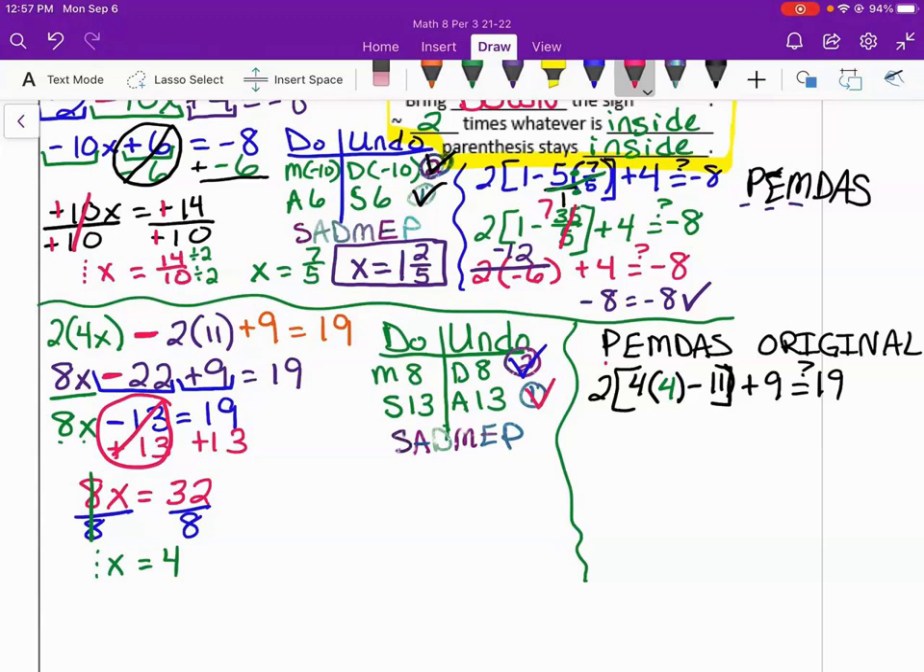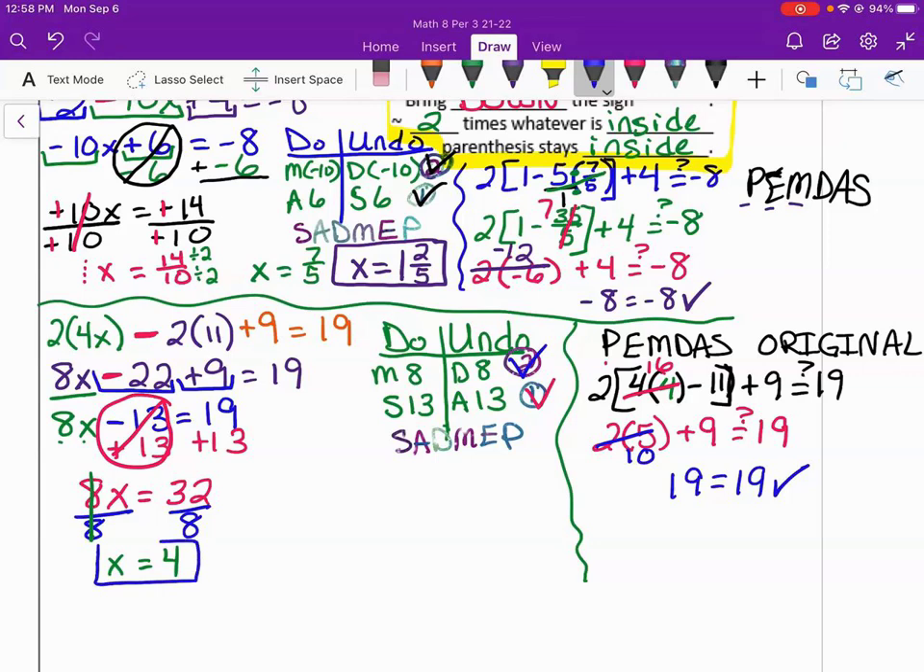So where do we start with PEMDAS? We're going to start with parentheses. We have work inside the parentheses, so we're going to work on that. 4 times 4 is 16. 16 minus 11 is 5. There's my 2 steps I can do. Okay, then I have 2 times 5 is 10. 10 plus 9, 19 equals 19.